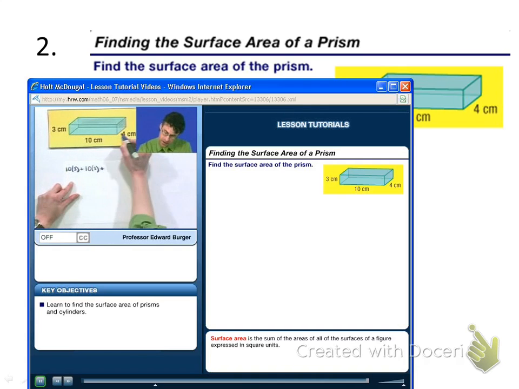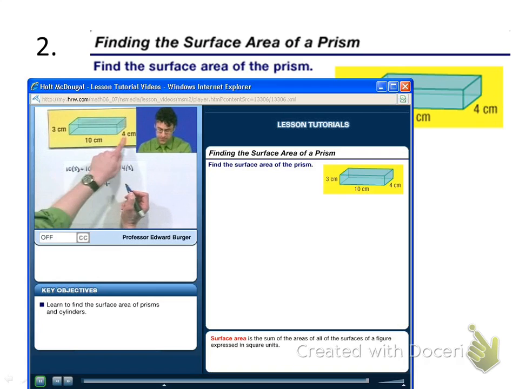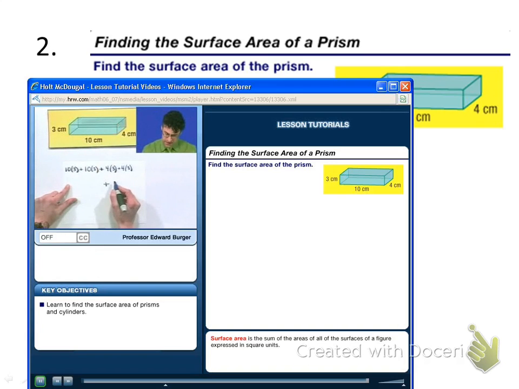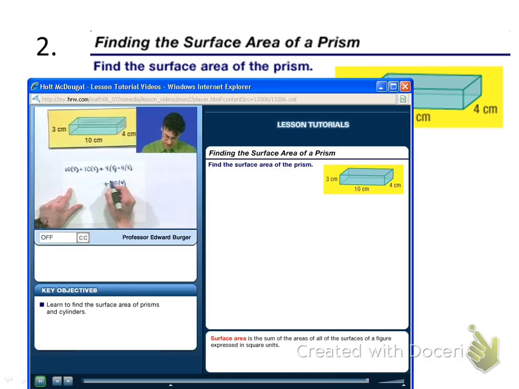Then I've got this little side face here. That's going to be 4 times 3. That's the area of that, just that little rectangle. And then I've got the same thing over here, 4 times 3, for that back wall. And then I've got to add the bottom and the top. The bottom and the top, you'll notice, is going to be 10 times 4, and then I've got another copy of it on the top, so I can say 2 times that. So I'll just say 2 times all of that for the top and the bottom.